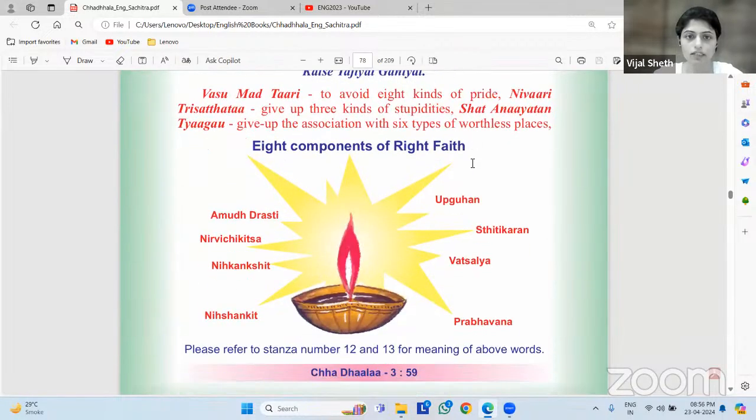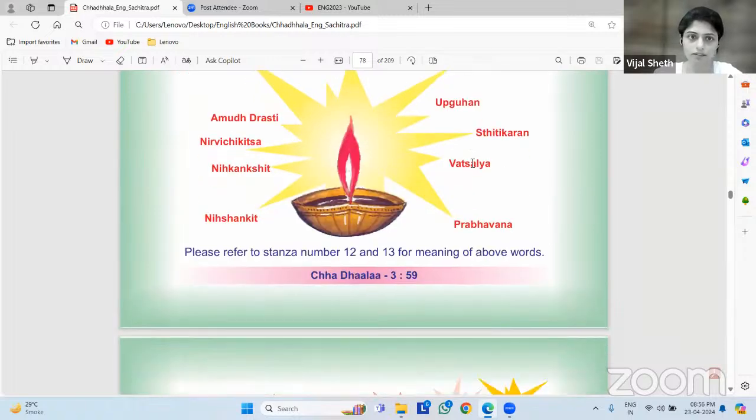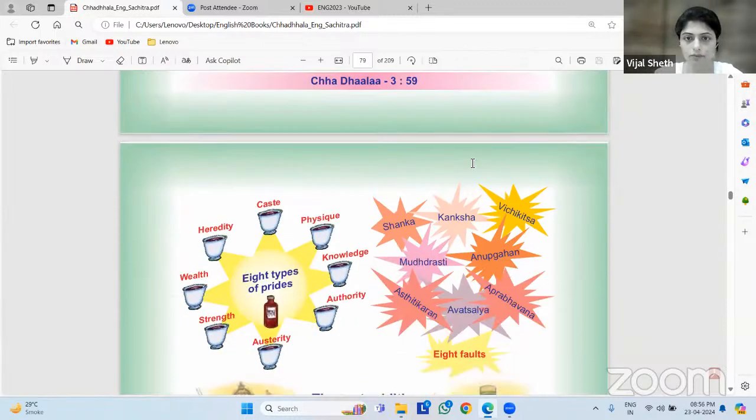So these are the 8 components of right faith, which we will discuss: Nishankit, Nikankshit, Nirvichikitsa, Amud Drashti, Upguhan, Sthitikaran, Vatsalya, and Prabhavna. They do have English terms, but I would like you all to at least understand these Hindi terminology as well, because they are quite complete in themselves and they convey a very much deeper meaning.